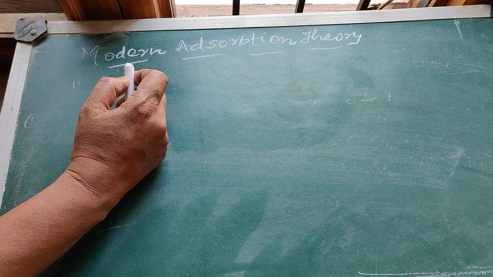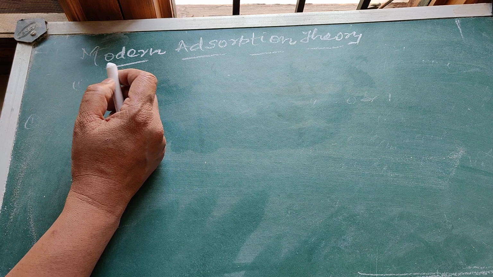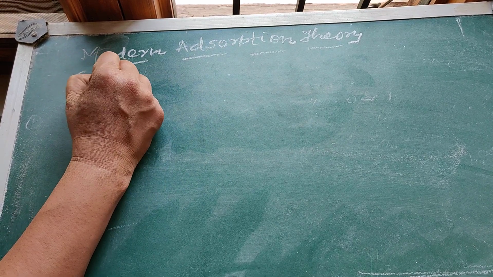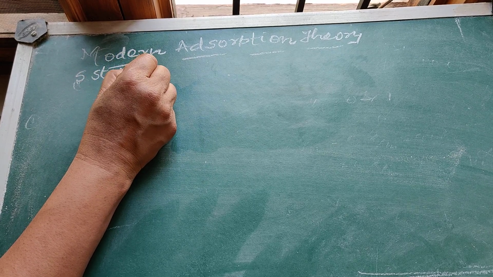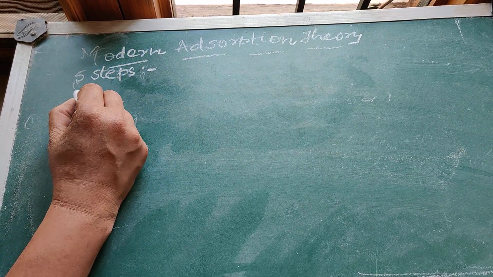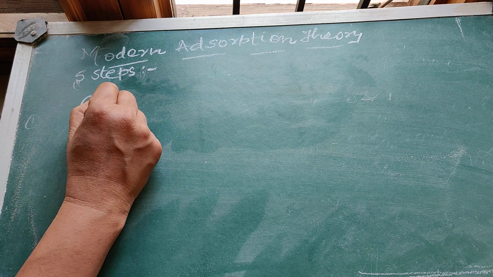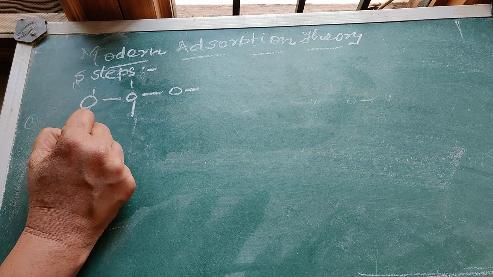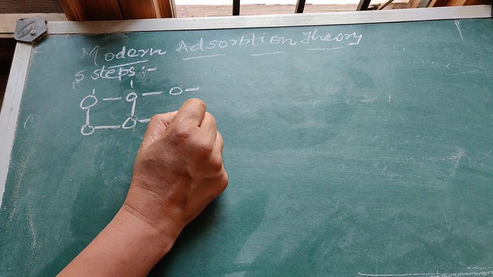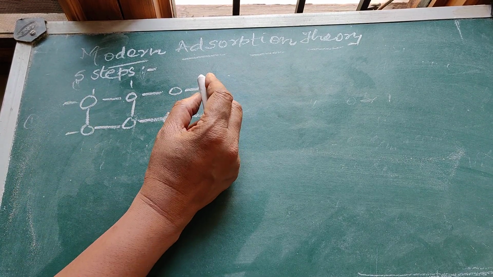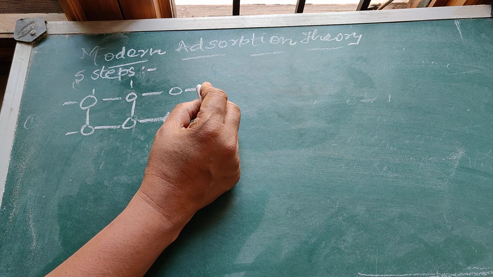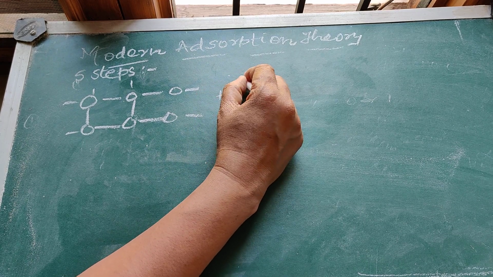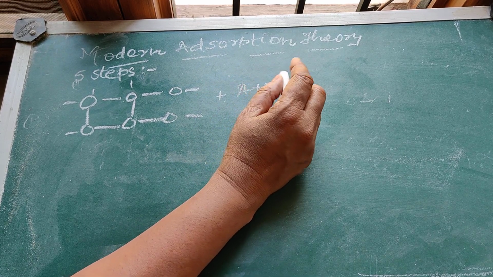So how does adsorption take place on the surface of a metal or any surface? There are 5 steps here. The catalyst surface you can show like this. These are the molecules, suppose, having 3 vacancies on the catalyst surface, and suppose this is the reactant A and B.